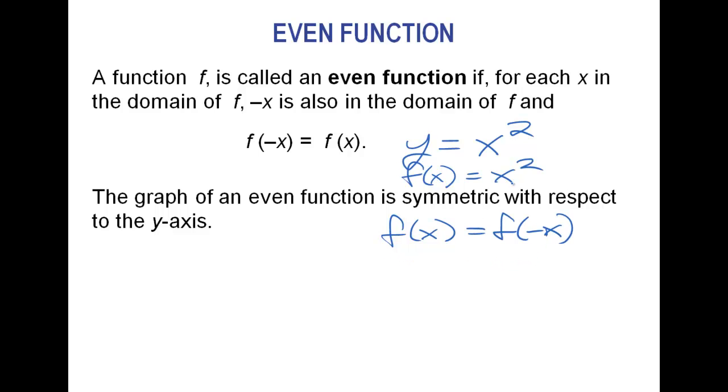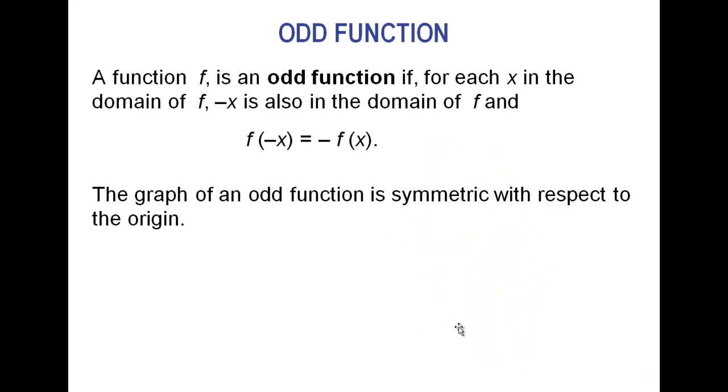Plug in -1, you get -1 squared, that's the same as 1 squared. Plug in -2, you get -2 squared, which is 4, which is the same as 2 squared, and so on and so forth. And if you were to graph it, well, that's just a horrible picture. It's supposed to be symmetrical, right? This distance to here is the same distance to there. So anytime it's symmetrical around the y-axis, that's when you know it's an even function.